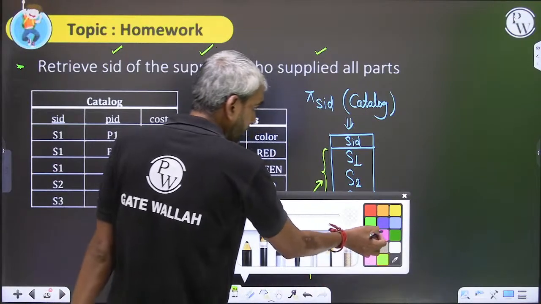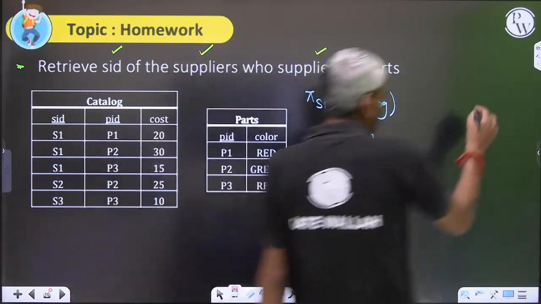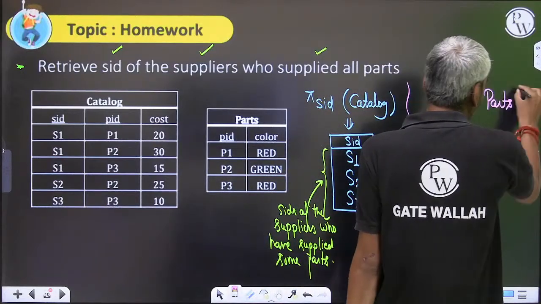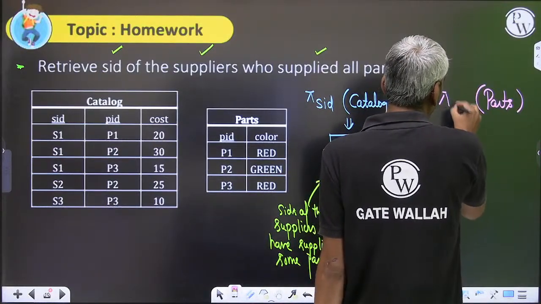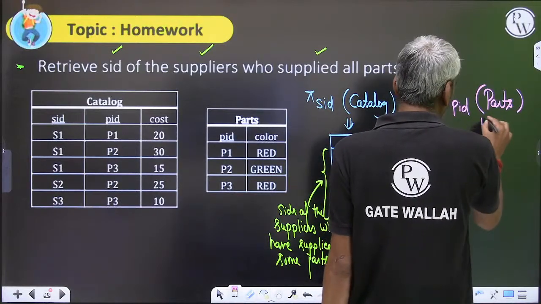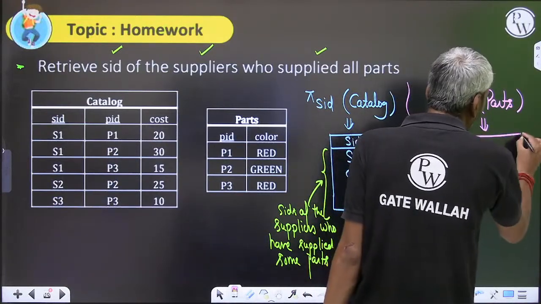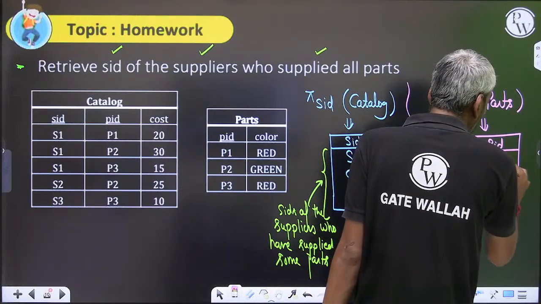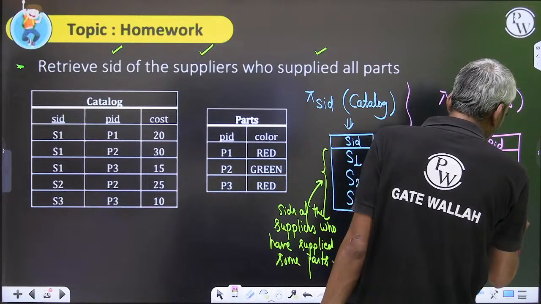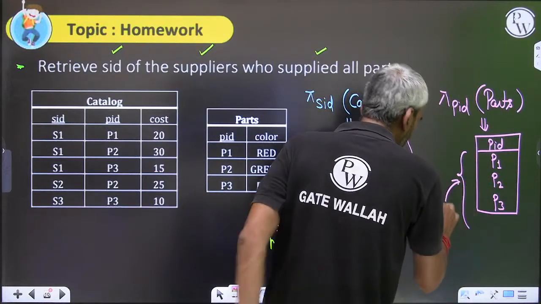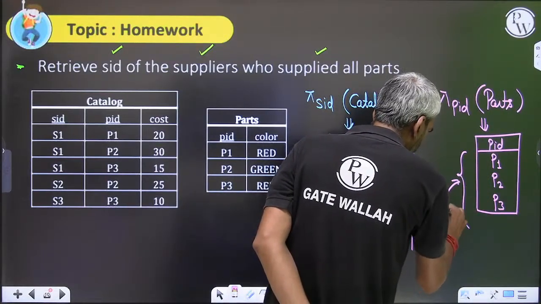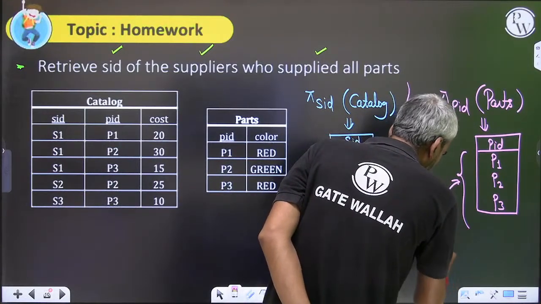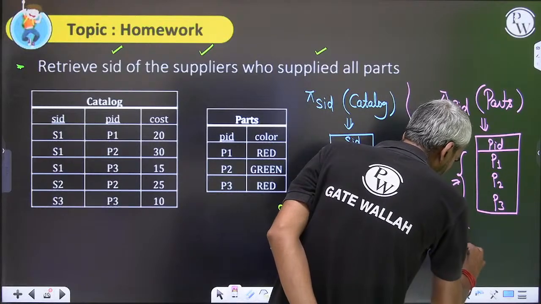Now, if I write another query in which I simply project the PIDs of the different parts from the part table, then the output will contain all the different PIDs in the part table. So there will be three PIDs, P1, P2, P3. So these are the different PIDs in the part table.